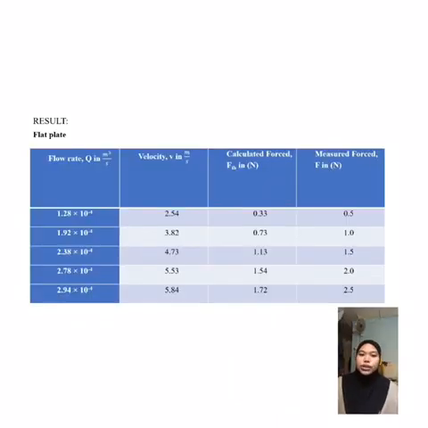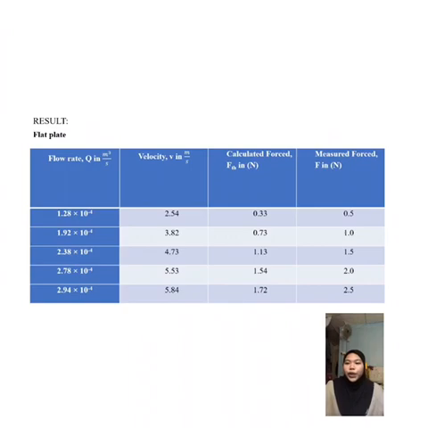Okay, this is the result for the flat plate. The flow rate from the data is put in the result. To calculate the velocity, it is Q per A, 1.28 × 10^-4 divided by 5.03 × 10^-5. So the velocity for sample 1 is 2.54.